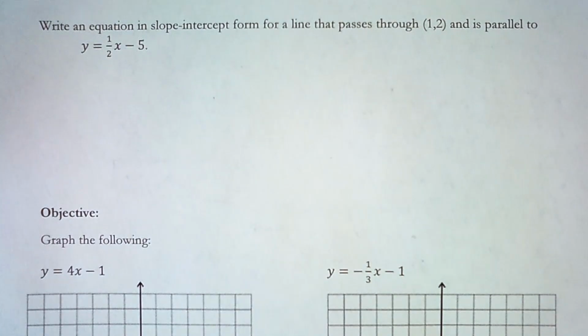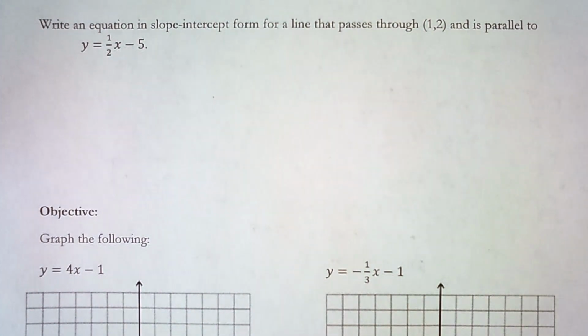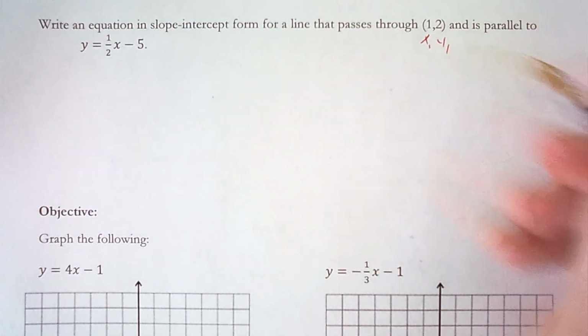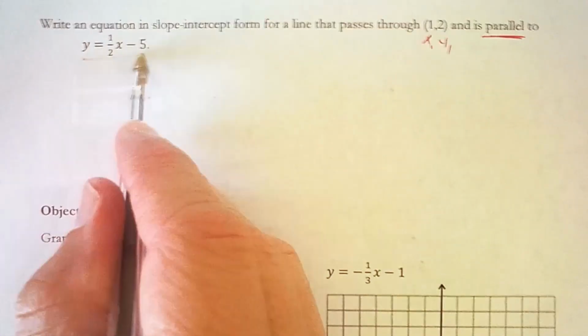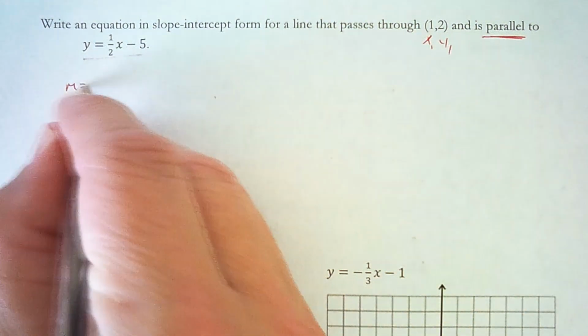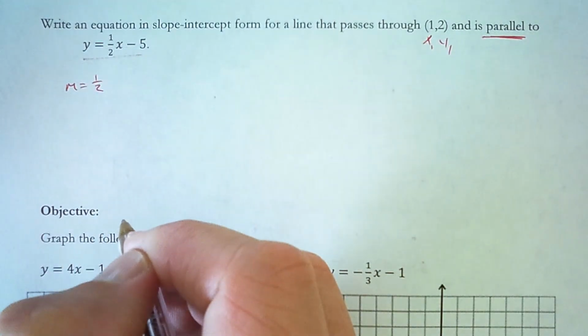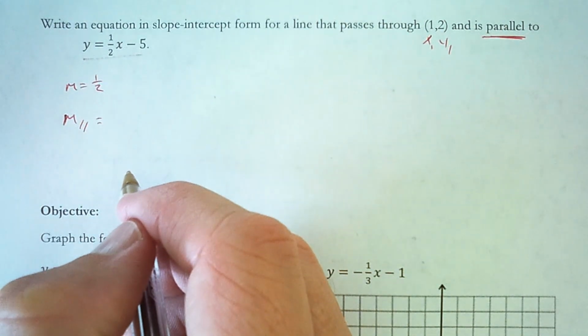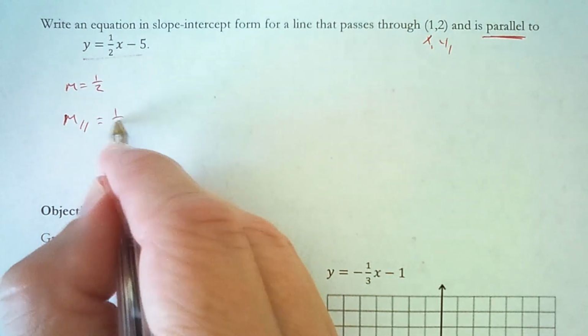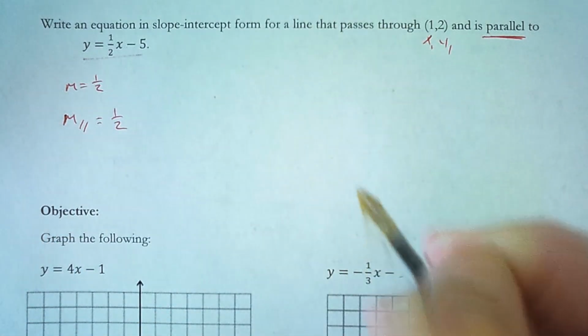Okay, next we are going to write an equation of a parallel line. So I have an x1, y1 here. We're writing an equation of a line parallel to this line. So the slope of this line is 1/2. So what's the slope of a parallel line? Parallel lines have exactly the same slope, so it's also going to be 1/2.